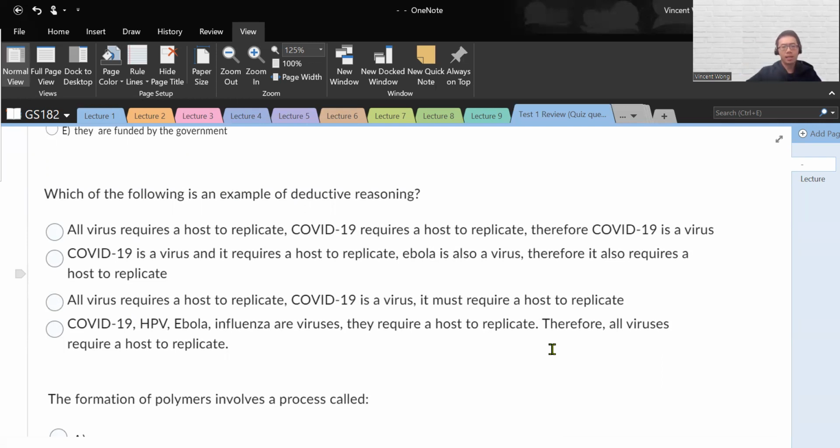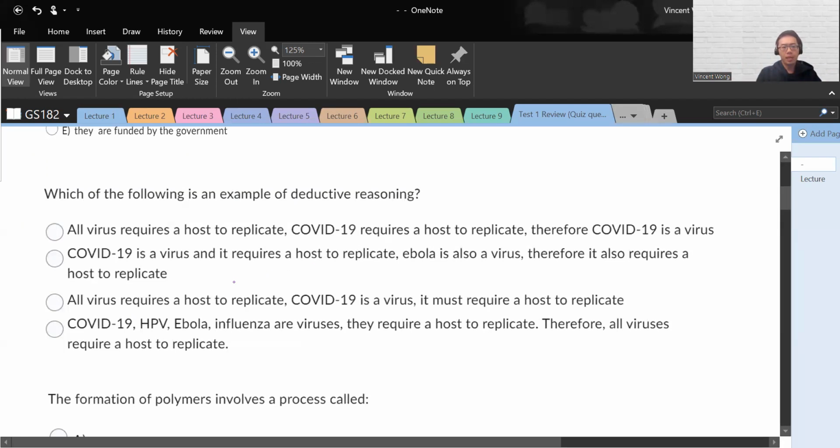So this one is asking for deductive reasoning, which is going from general to specific. The answer is this one. All viruses require a host to replicate, and COVID-19 is a virus, so it must require a host to replicate. You apply a general statement to a specific case, right? It's not the first one, even though it sounds very similar.